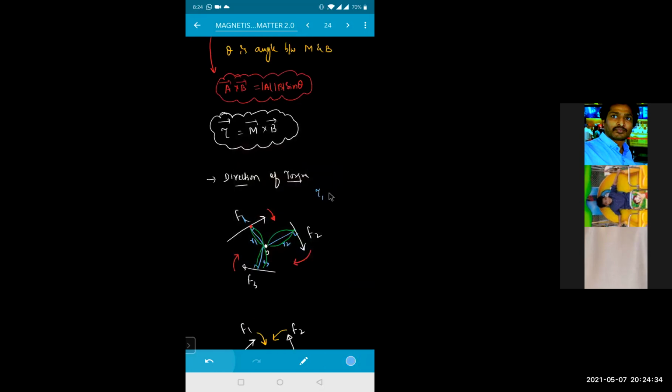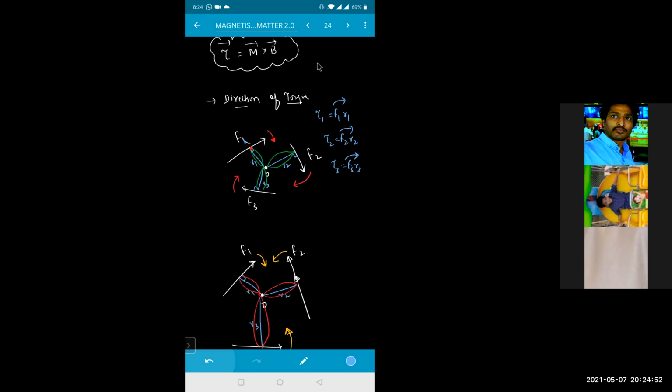For this one, tau 1 is equal to your force F1 into your R1, in clockwise direction. Tau 2 is equal to your F2 into R2, clockwise direction. Tau 3 is equal to your F3 into your R3, clockwise direction. Is that clear? So direction will depend upon the point of force and in which direction you are rotating it.